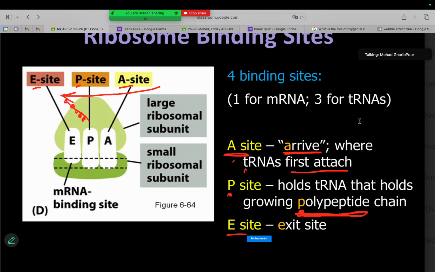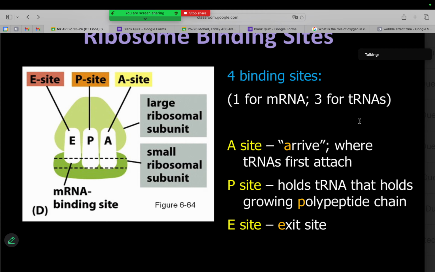And then the E site is where the tRNA enters after it's released its amino acid, to exit the ribosome. Okay, four binding sites. The last one is where your mRNA actually inserts itself to be read.